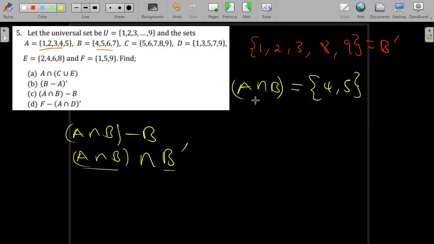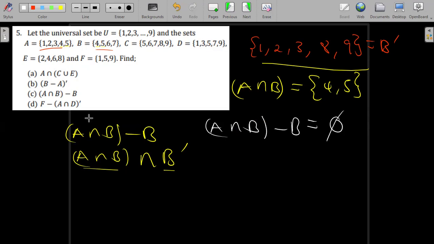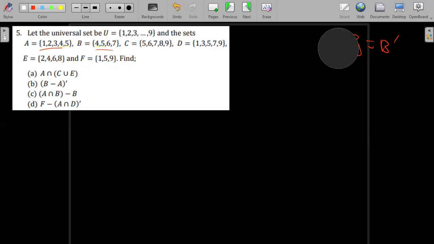So this sits in my A intersect B. Then from here, what I do is I intersect it with B complement, and my B complement is just here. So which elements are similar in both of them? And I see that there are no common elements between these two sets. So which means that this, the question they're asking for, A intersect B minus B, since there are no common elements between these two, is just going to give us the empty set. Okay, now moving on to the next one.